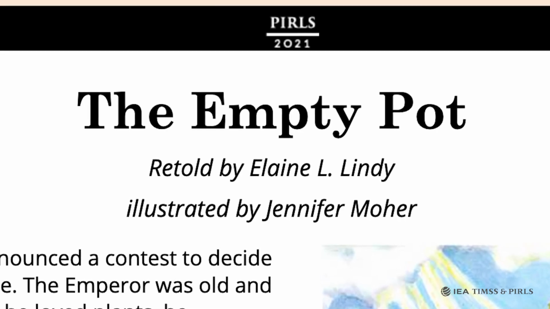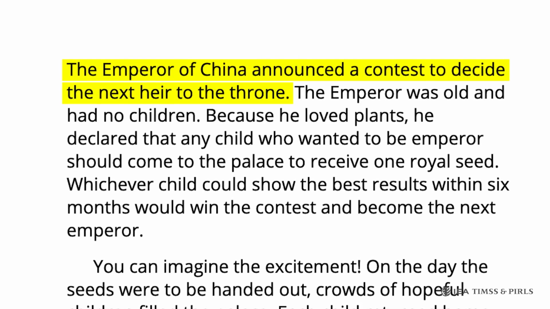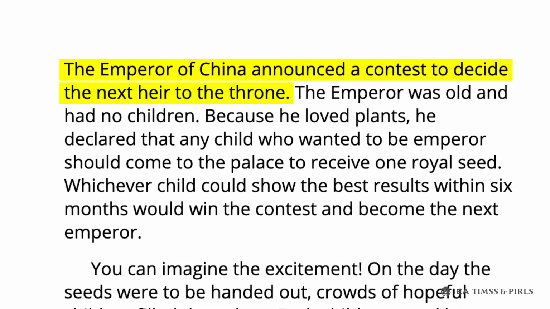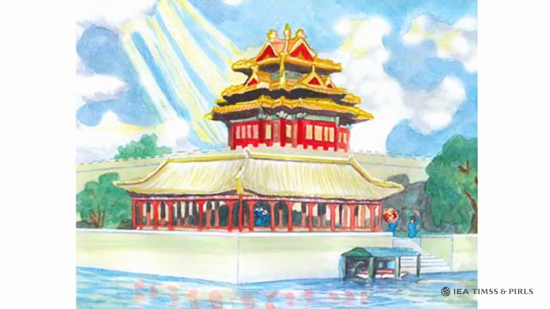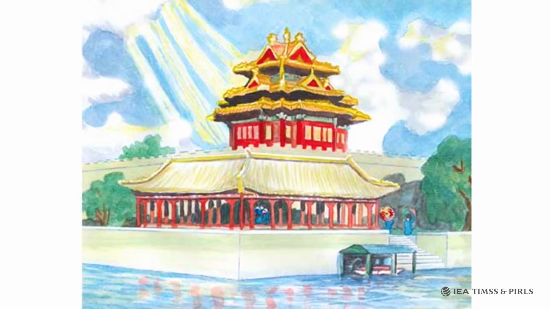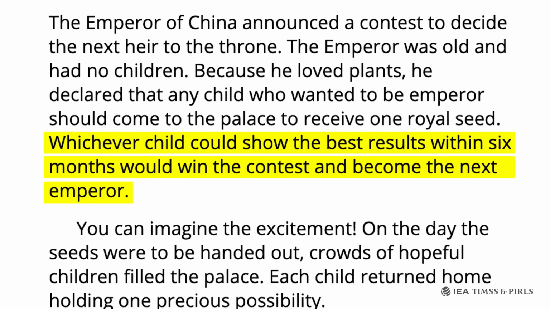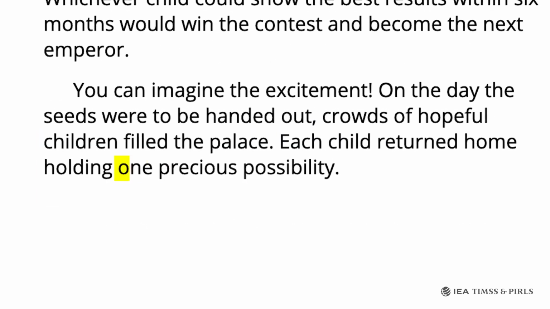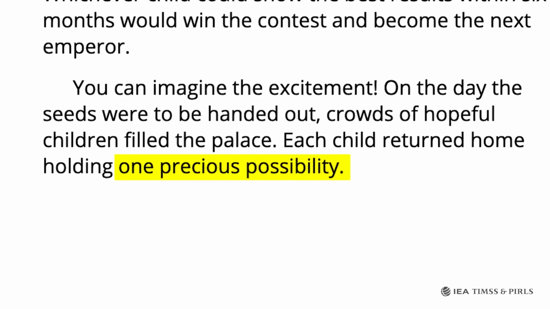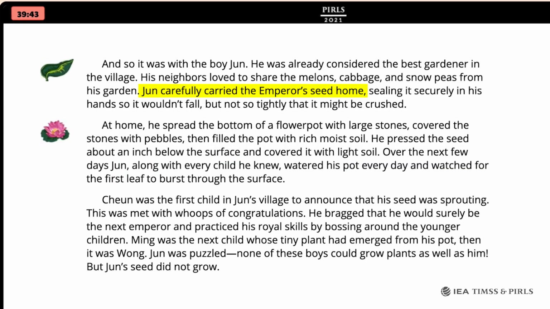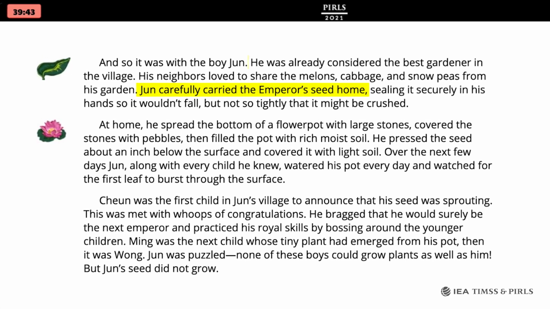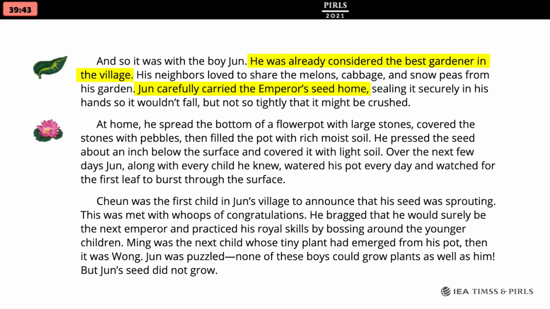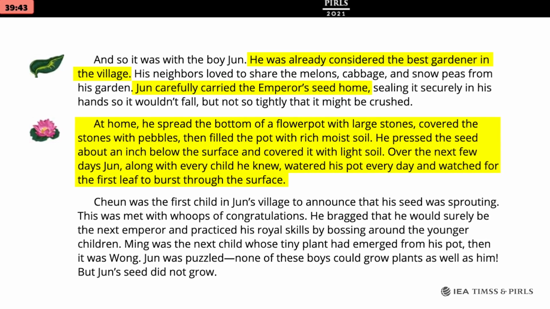In the Empty Pot story, the Emperor of China announces a contest to decide the next heir to the throne. Because he loved plants, he decided that the child who could grow the best plant within 6 months would become the next emperor. Each of the many children who wanted to become emperor was given a seed. The boy, Jun, carefully carried his seed home. He was known as the best gardener in his village and did everything possible to make his seed grow.